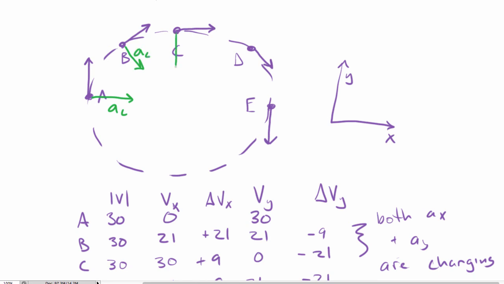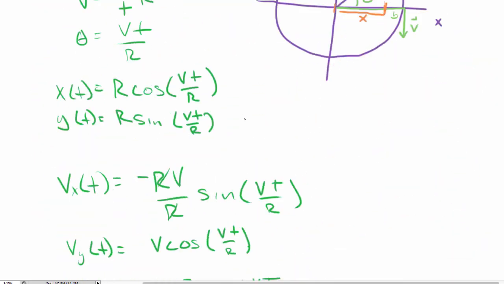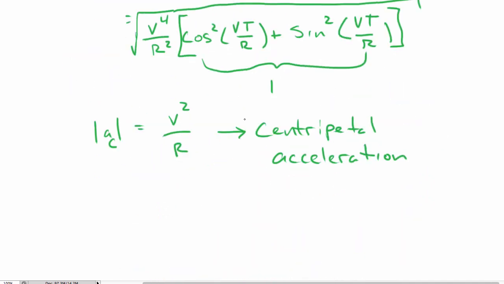All right, so the centripetal acceleration is always perpendicular to the velocity vector, and always has this constant value, v squared over r. Nice easy equation, which is great. We like easy equations.